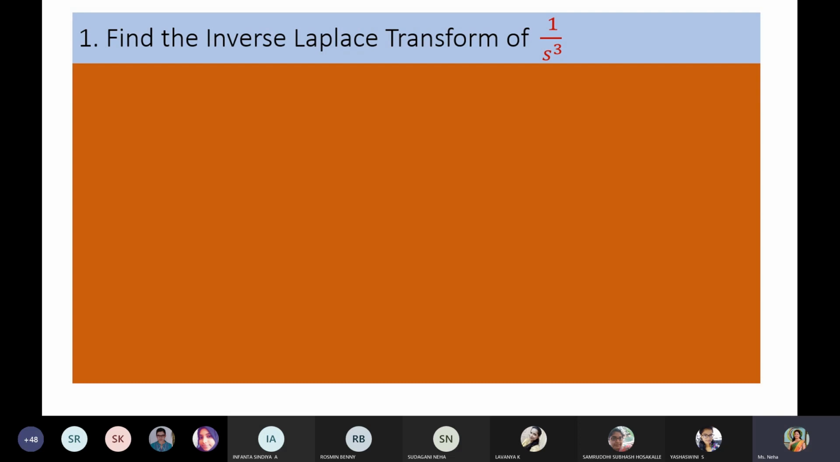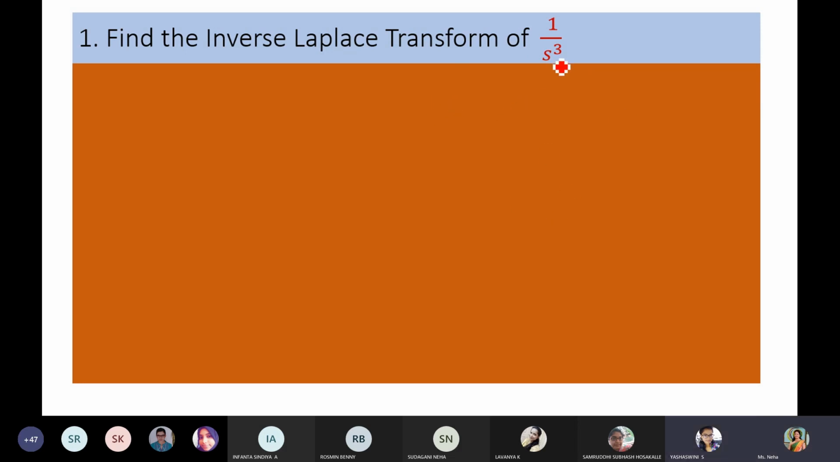Now you tell me, you have a function 1 by s cube. What will be its inverse Laplace transformation? See, since you have 1 by s cube, you have to think of that function which will give s cube in the denominator. What will be that function? T square. But Laplace transformation of t square is not only 1 by s cube.